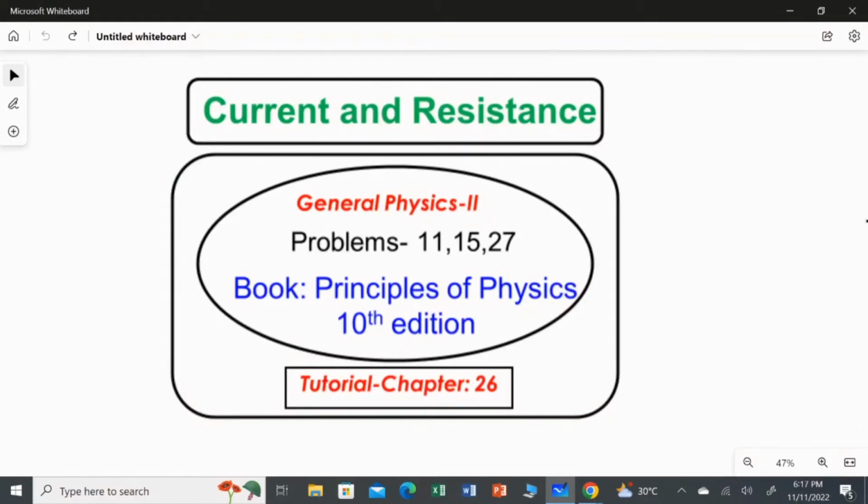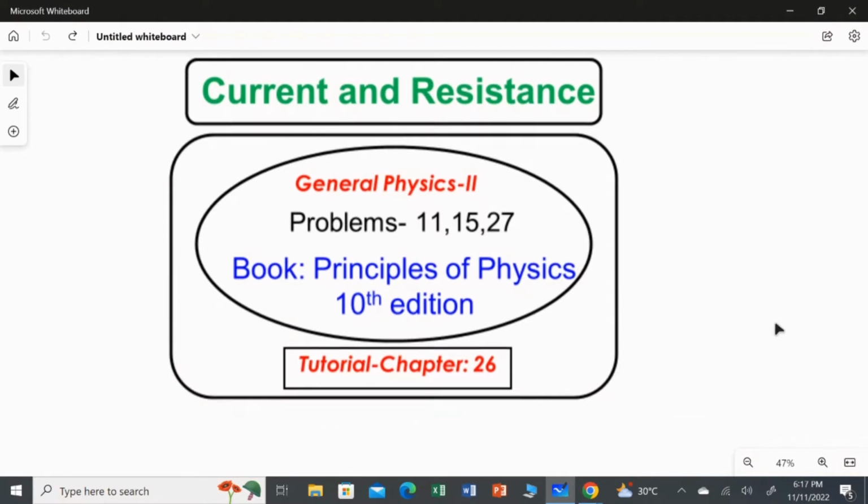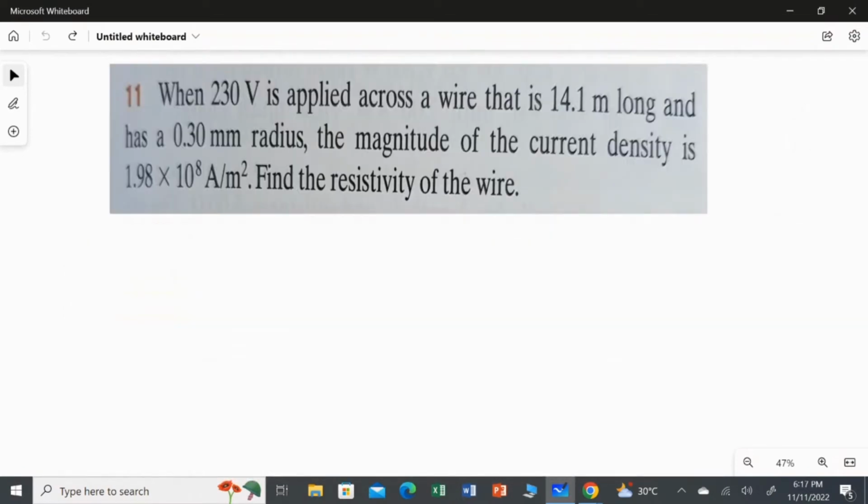From chapter 26, Current and Resistance, taken from the book Principles of Physics, 10th edition. When 230 volt is applied across a wire that is 14.1 meter long and has 0.3 millimeter radius.